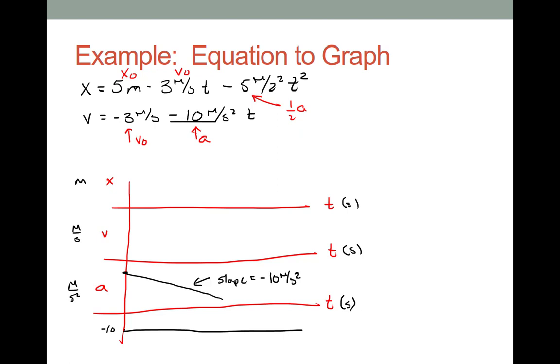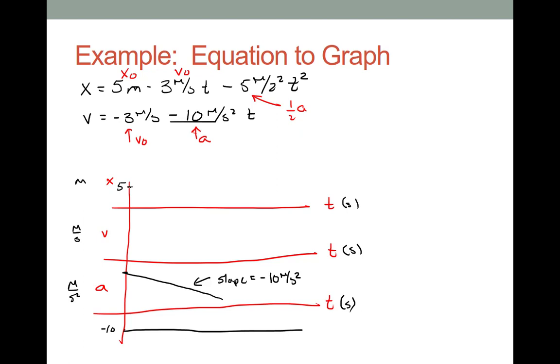And lastly, what does the position graph look like? Okay. Well, again, it's going to be a parabola. It's going to start at x equals 5 meters. I also see that my velocity graph is negative and always stays negative. Therefore, the graph of x versus t has to have a negative slope. So it's a portion of a parabola.